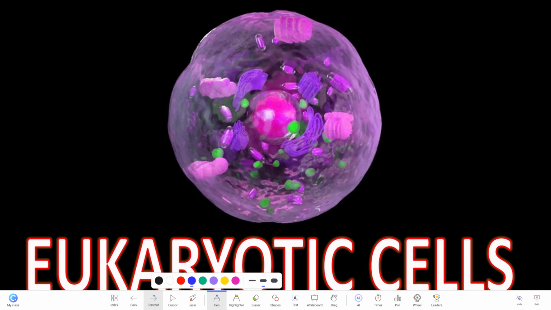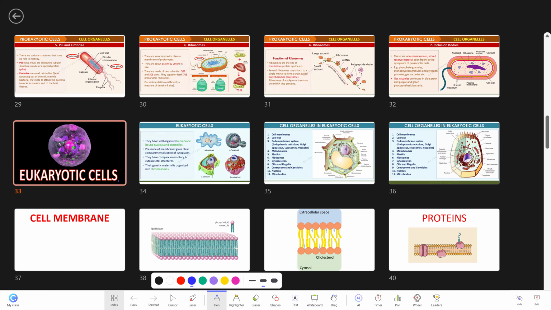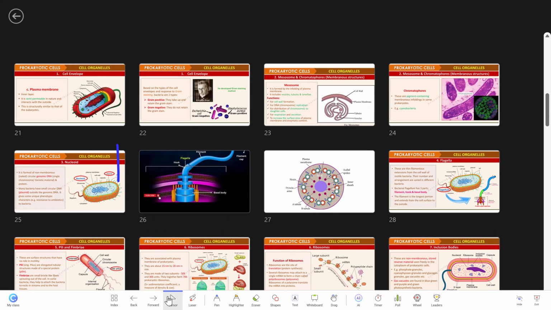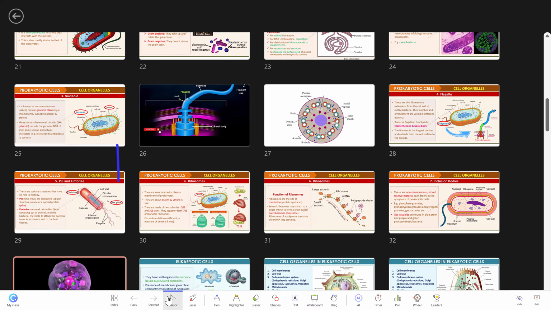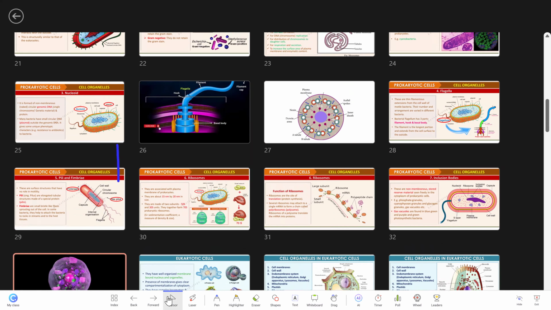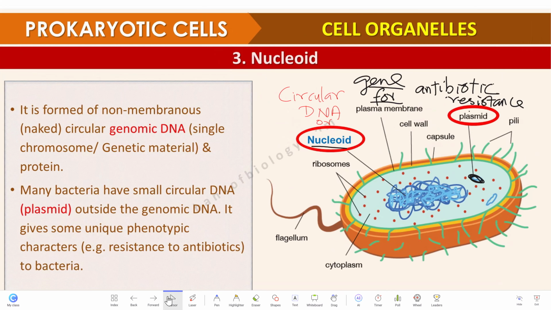Do they have a nucleus? Then what controls cell activities? Nucleoid. What is it? What's nucleoid? Nucleoid is just a ring of DNA, right? Okay, we did this. It's nucleoid, a circular ring of DNA.